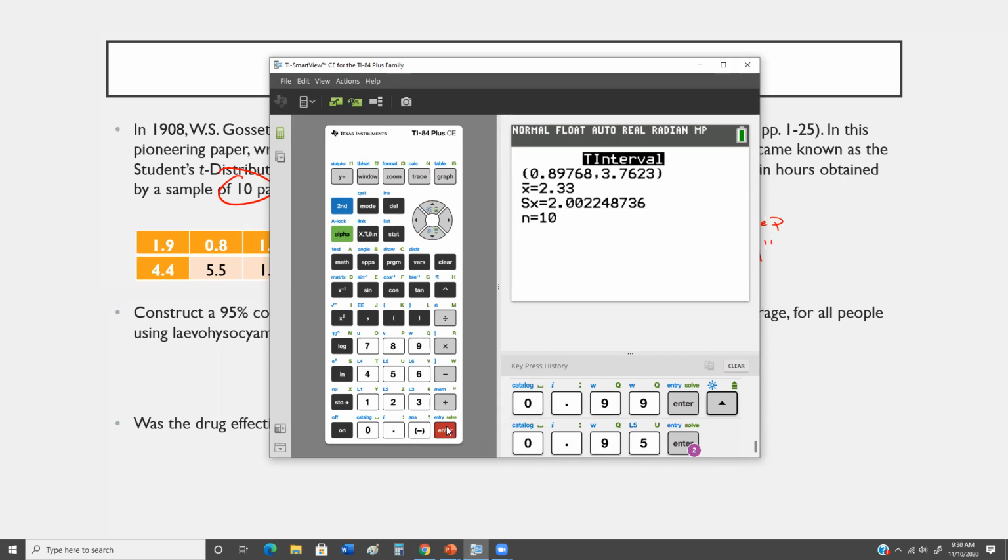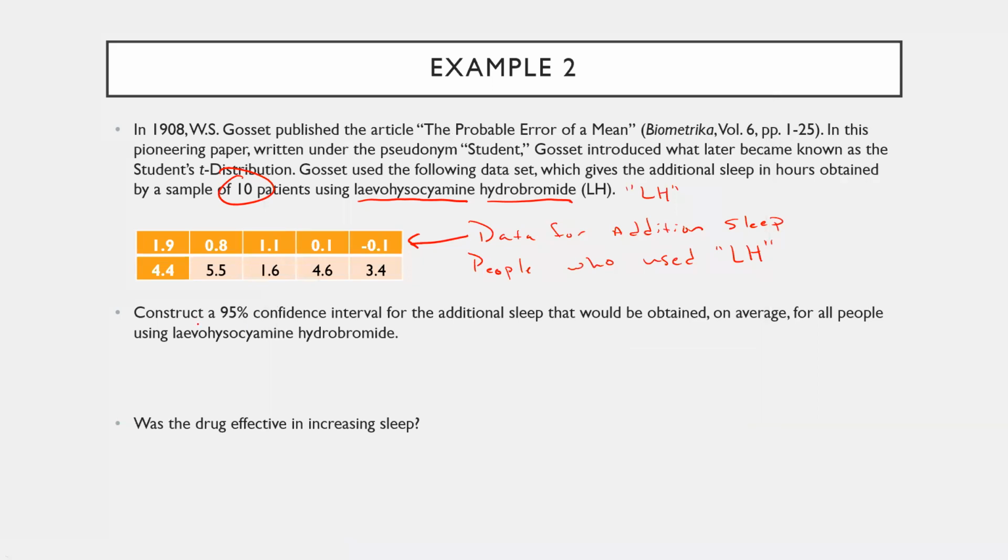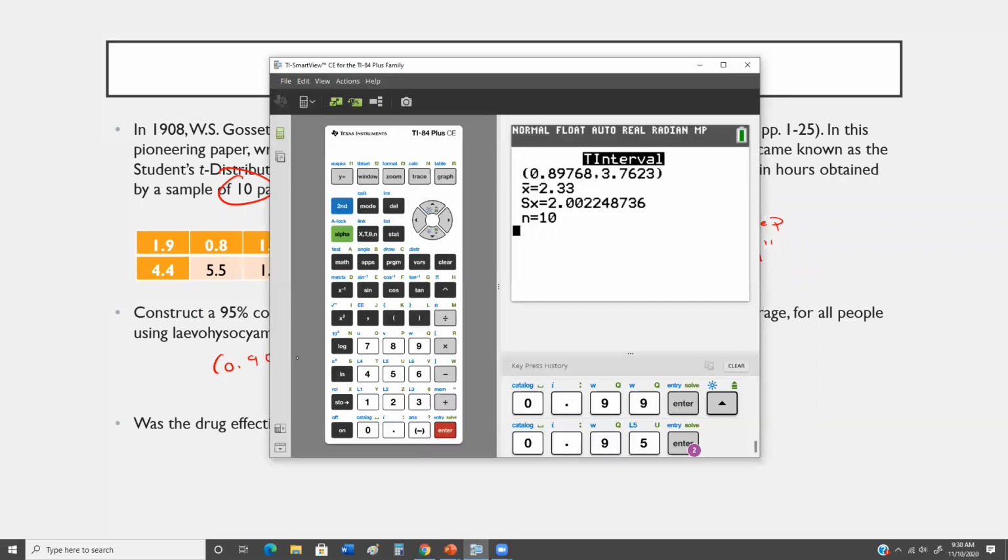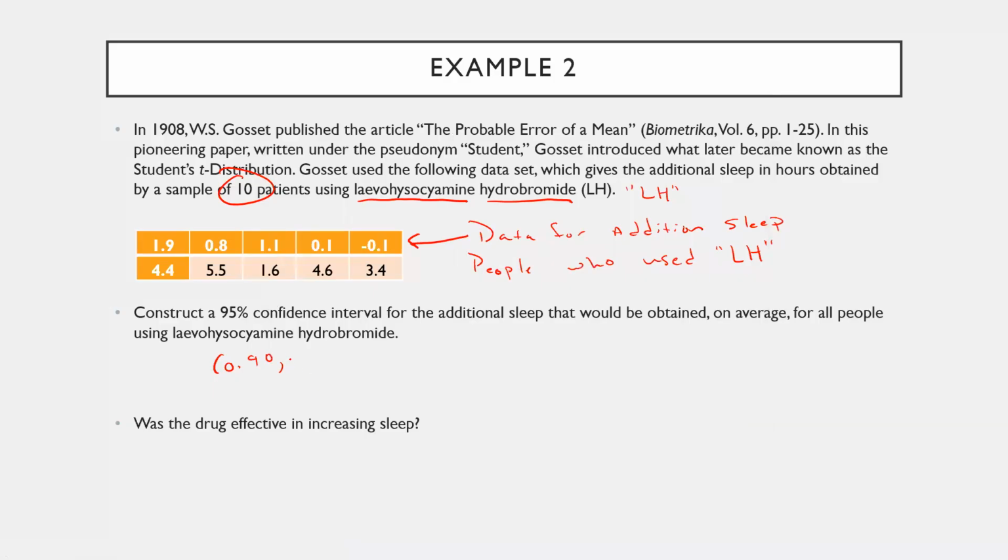So what this calculator just did for you is the formula that we've been doing by hand. It just says, no problem, I'll take care of it for you, okay? And this right up here is your confidence interval. So the lower bound here, I'll round it to 2 decimal places, is 0.90. And the upper bound is 3.76.